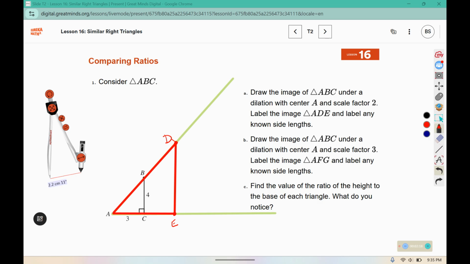And then it also says to label any known side lengths. So if we use a scale factor of 2, 3 times 2, this distance would be 6. And 4 times 2 will get that distance to be 8.